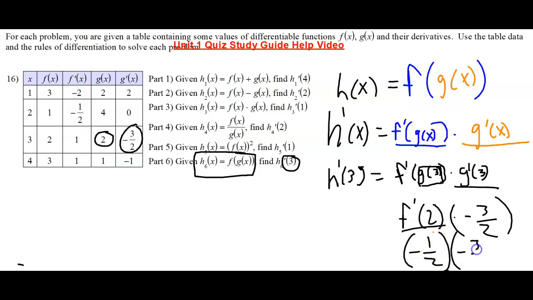And now I'm ready to go ahead and just do my multiplication. So top times top is going to be 3. Bottom times bottom is 4. Notice they're both negatives, so the negatives cancel, and I'm left with 3 fourths. Right.